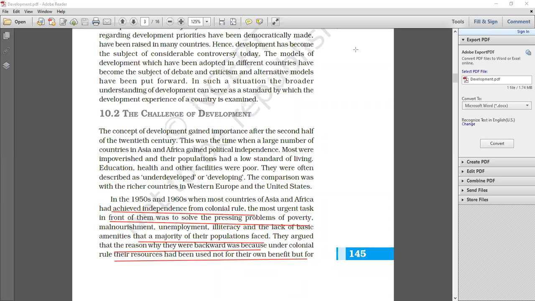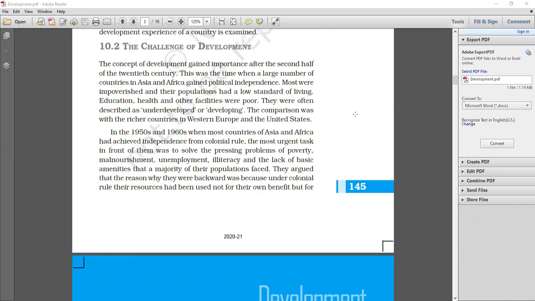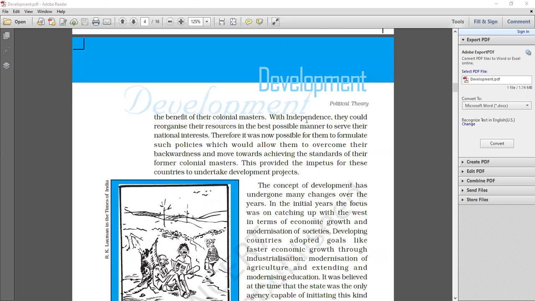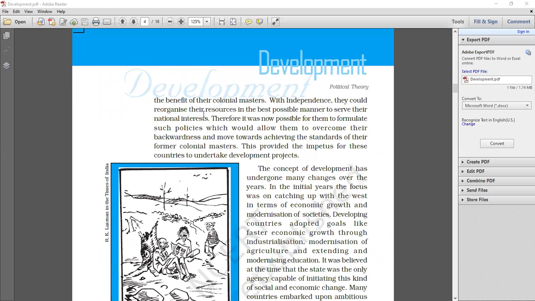With independence, they could reorganize their resources in the best possible manner to serve their national interests.